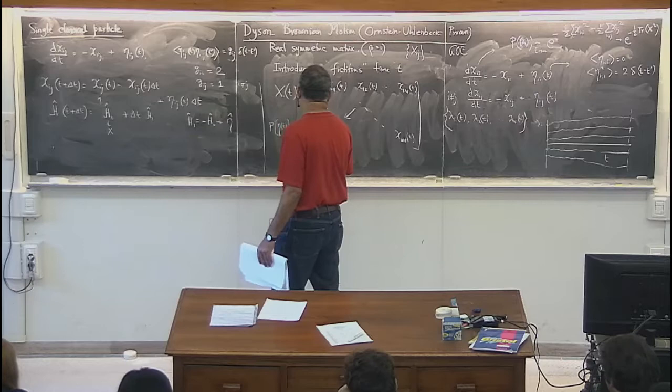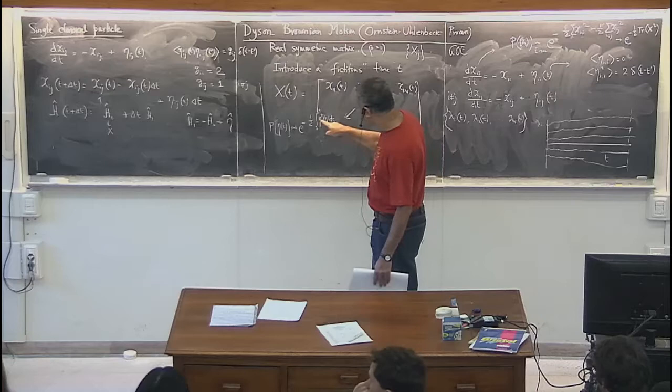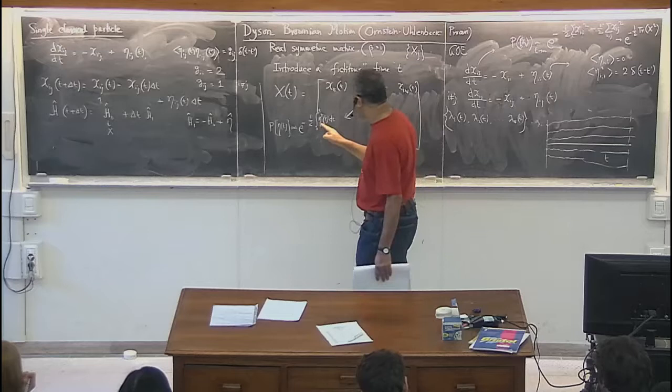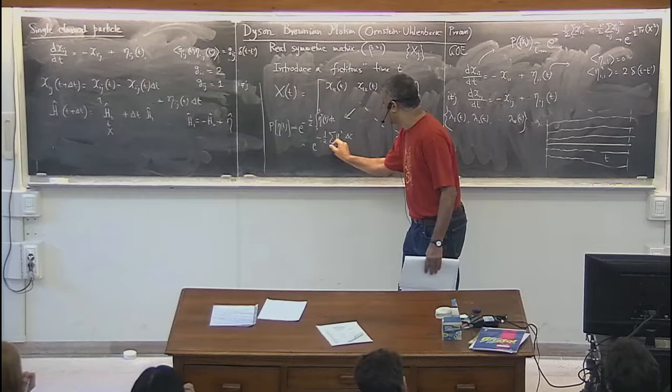If you think of a white noise process, then the probability distribution of a particular trajectory of the white noise is given by this. Which means that at each instant of time, you can think of these as independent Gaussian random variables. If you discretize this, this will be eta_i squared times delta tau at each time instant. So it's like independent noise, uncorrelated in time.